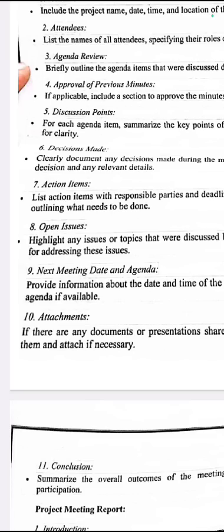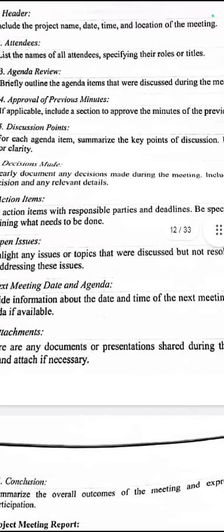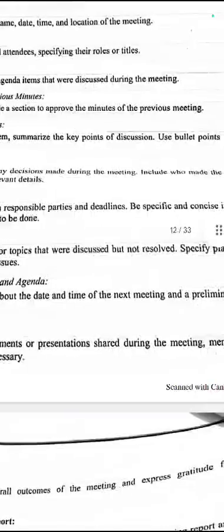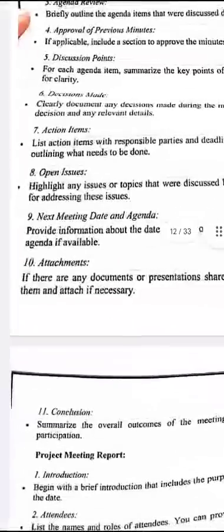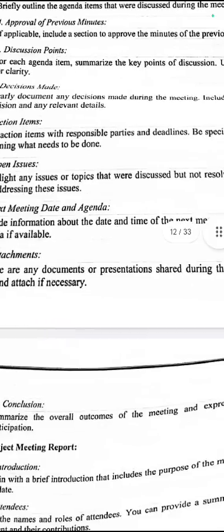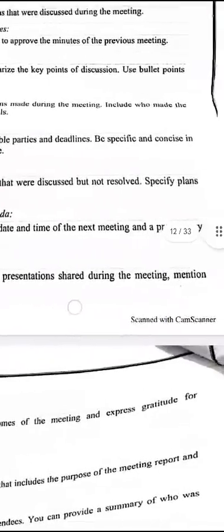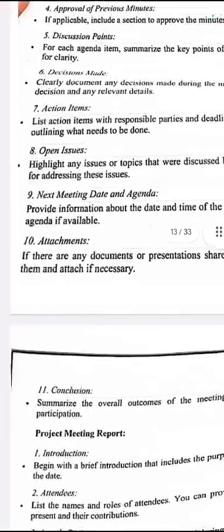Then we should show the action items. List the action items with responsible parties and the deadlines. Be specific and concise in outlining what needs to be done. Then you should note open issues: highlight any issues or topics that were discussed but not resolved, and specify plans for addressing these issues.